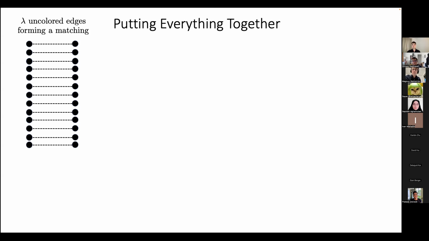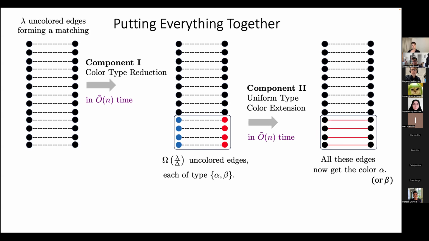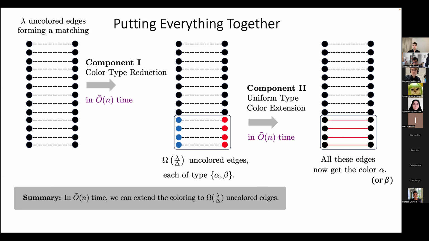Okay, and then we can put both of these components together. So we take our lambda uncolored edges, we perform this color type reduction. We increase the number of edges that have this specific type alpha beta. And in particular, we make a 1 over delta proportion of them have this type. Then we extend the coloring to all of these edges. Both of these two components run in n time. And then we just repeat this process. We can repeat this process delta times. And after doing this delta times polylog many times, we will have extended the coloring to the entire graph.